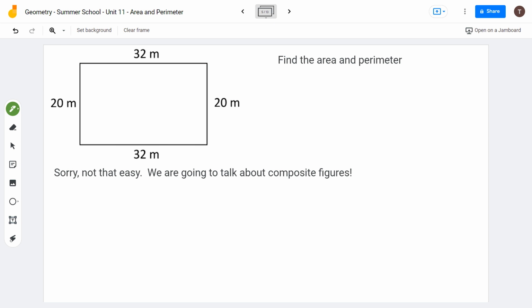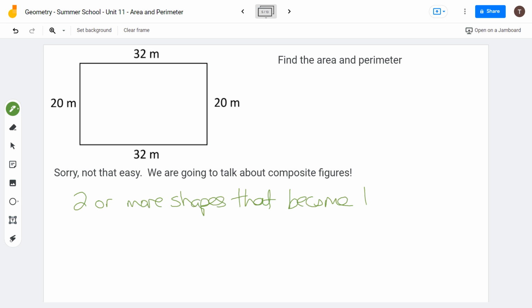Now, if we wanted to find the area and perimeter of this, I'm just kidding. We're not doing rectangles. You guys have already done that. This is going to be about composite figures. So when we talk about composite figures, we're really talking about two or more shapes that kind of become one. So we'll have to learn how to divide these shapes into shapes that we know.